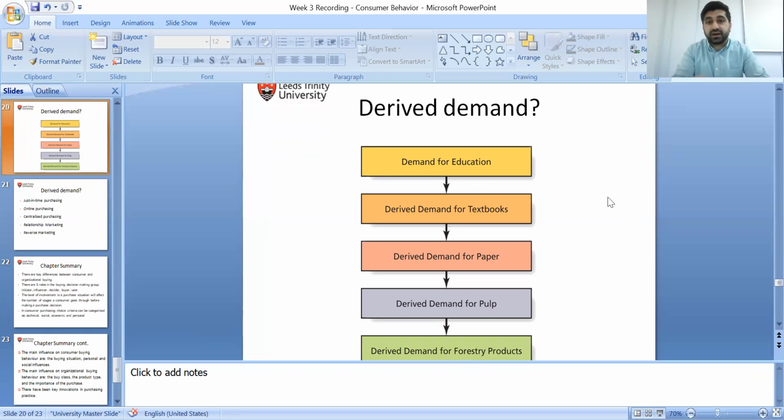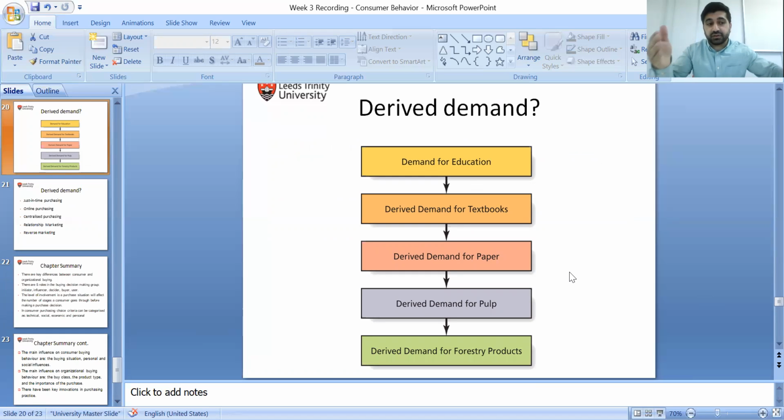First of all, demand for education. All marketers and professionals demand education. Then derived demand for textbooks, derived demand for paper, derived demand for pulp, derived demand for forestry products. So basically these are different stages of any demand, how demand rises.